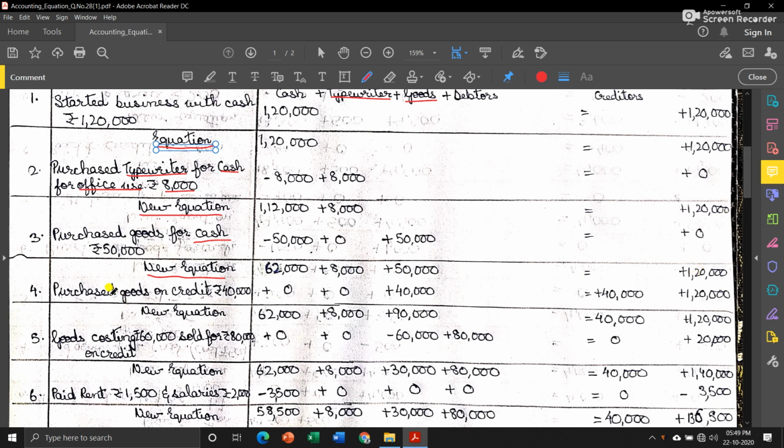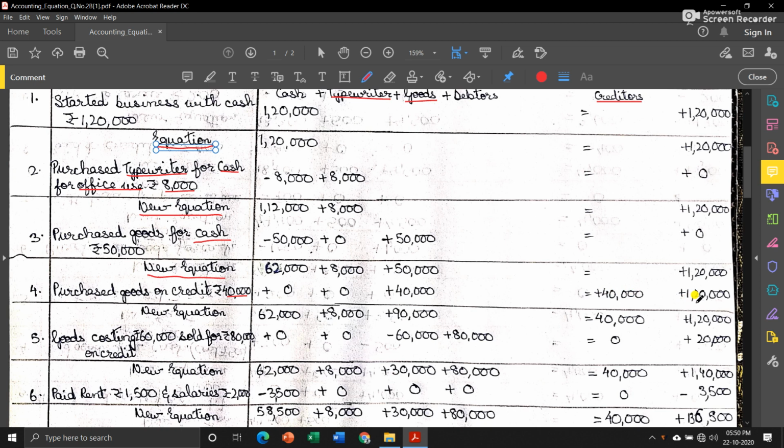Now in transaction number 4, it's given purchase goods on credit. This purchase was done on credit, so nothing to do with cash, nothing to do with typewriter, but we purchased goods, that means goods are coming inside the business, so we will add 40,000 to our earlier balance of 50,000. Now 50,000 we had earlier, now 40,000 plus. And since we purchased that on credit, it will increase our creditors, means we have to pay in future, so we will make one column as creditors on the liability side, and we will write plus 40,000.